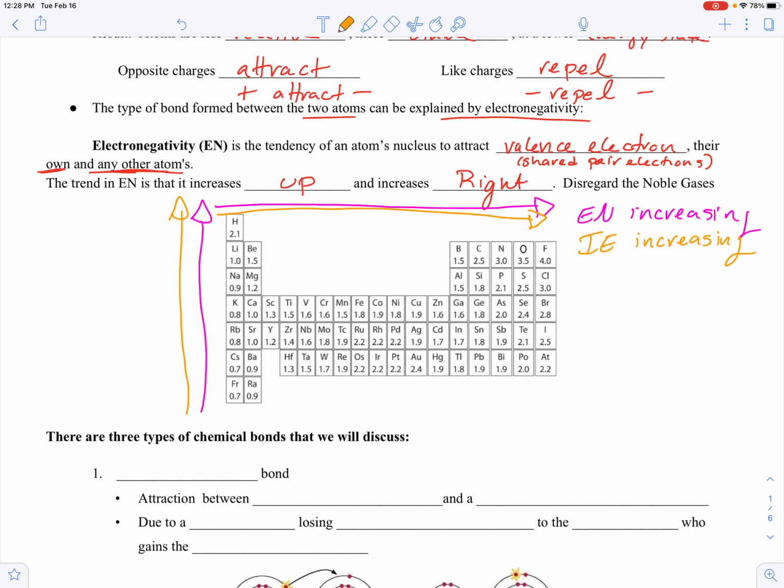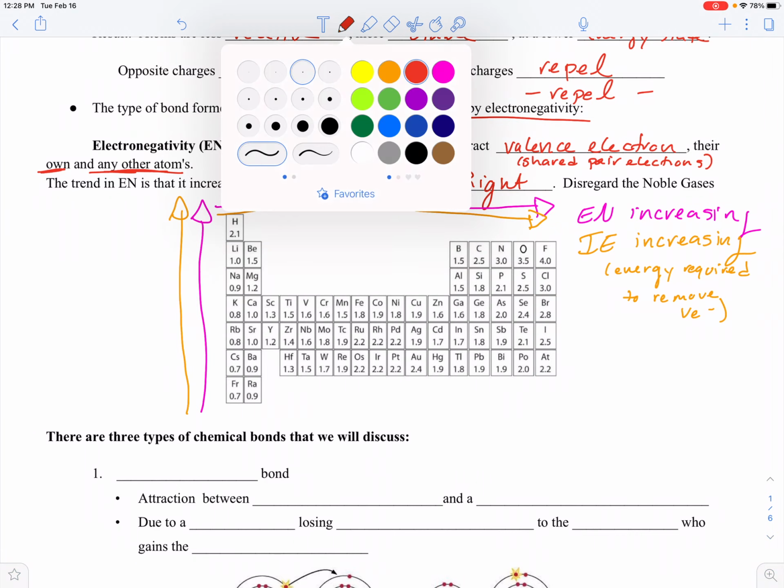As a reminder, ionization energy is specifically the amount of energy required to remove valence electrons. So basically, if you're really attracted to your valence electrons, it's going to take a lot of energy to remove them. If you are not very attracted to your valence electrons, it will not take very much energy to remove them.